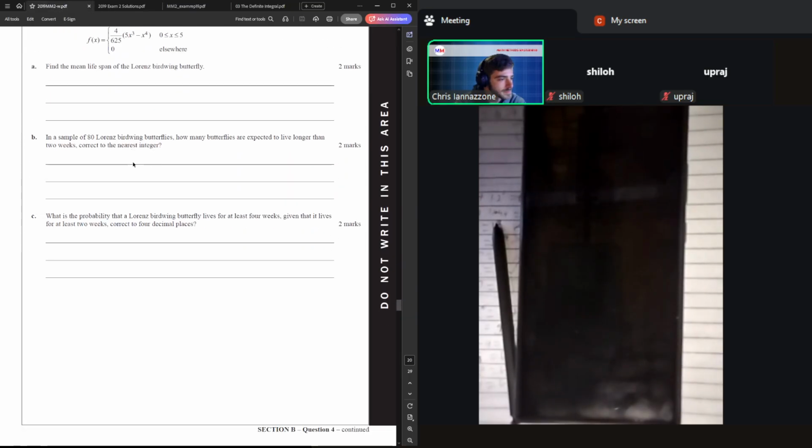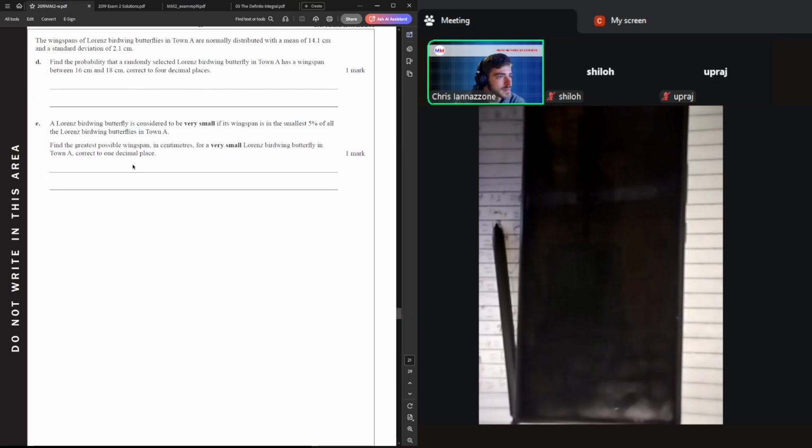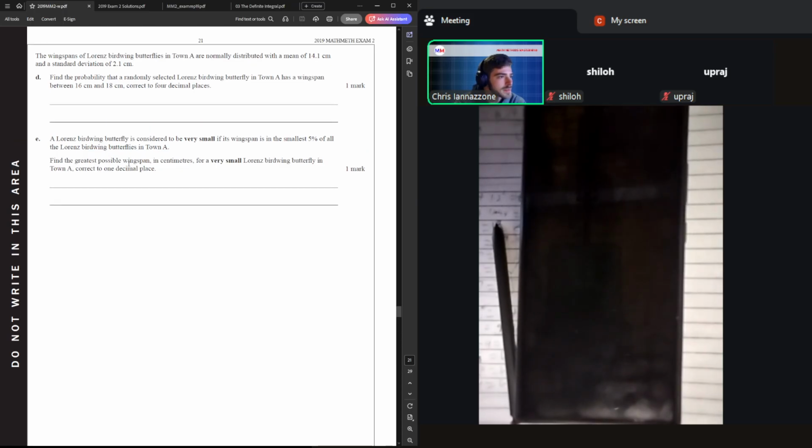Part D. The wingspans are normally distributed. Mean and standard deviation are given, as always. Well, in most cases. Find the probability of between 16 and 18. This one should be a freebie. 4 decimal places.